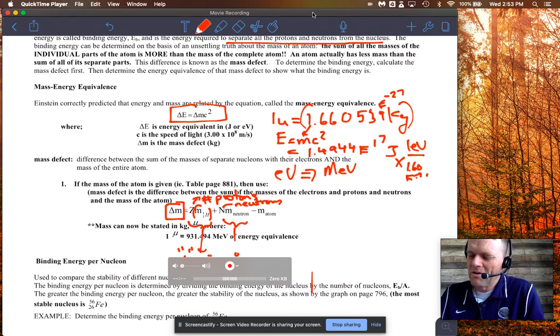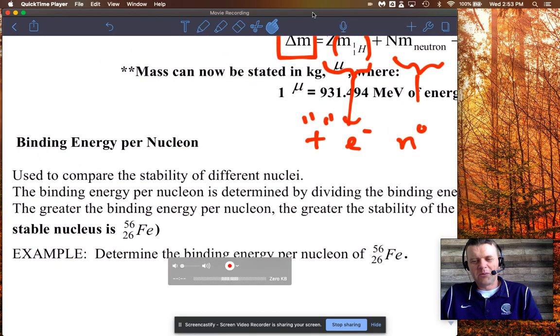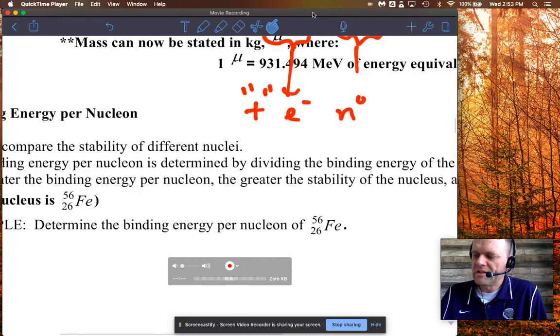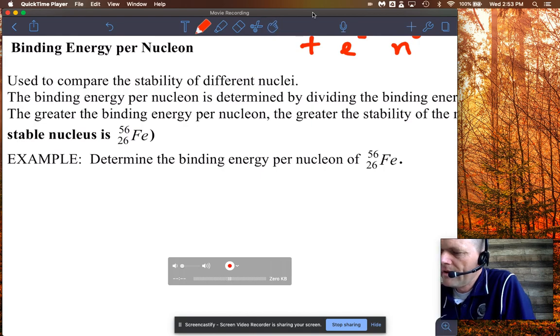What's really cool about all of this nuclear physics is that all atoms actually want to become like iron. Iron is the most stable element on the periodic table, because it's kind of the sweet spot where the nuclear force and the electromagnetic force are perfectly balanced. So if we want to determine the binding energy per nucleon of iron, this would be iron 56 is what you would read here. So how do we do this? Let me just show you.